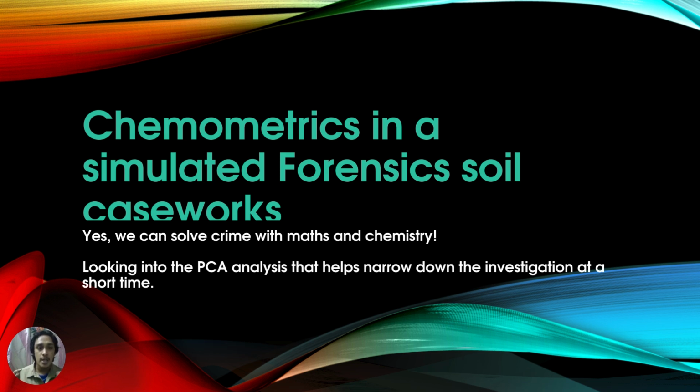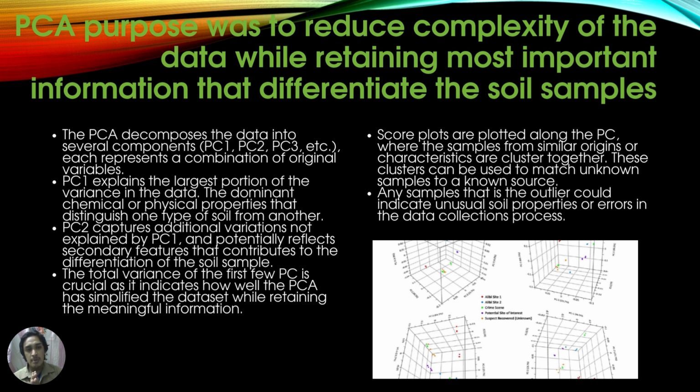In this case, we'll be looking at the applications of chemometrics in forensic soil casework. More specifically, how PCA analysis helps narrow the investigation to solve the crime in a short amount of time. The purpose of PCA is to reduce the complexity of the data as it's collected, but retain the most important information that is used to distinguish the samples from one another.